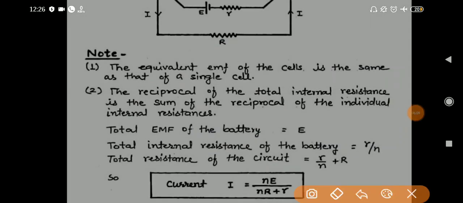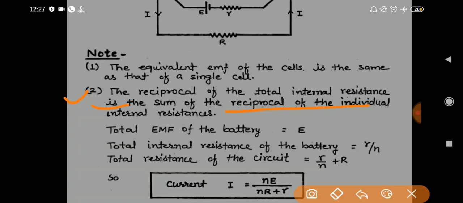In parallel combination of cells, you have to remember 2 points. First, the equivalent EMF of the cells is the same as that of a single cell, that is capital E. And the second point is that the reciprocal of the total internal resistance is the sum of the reciprocals of the individual internal resistances.